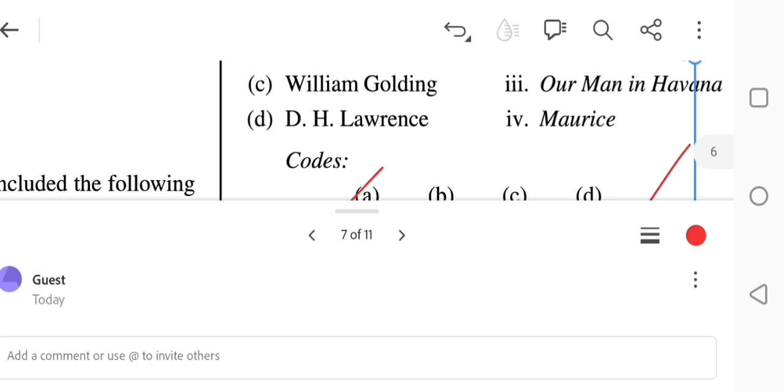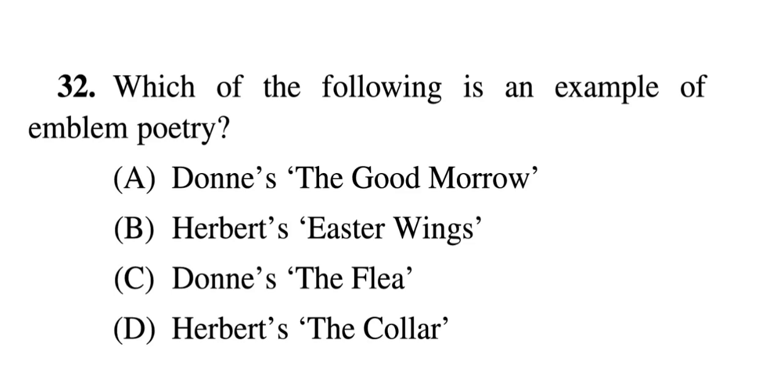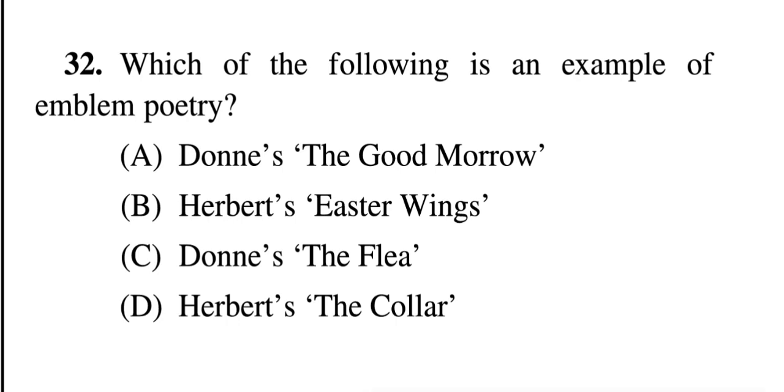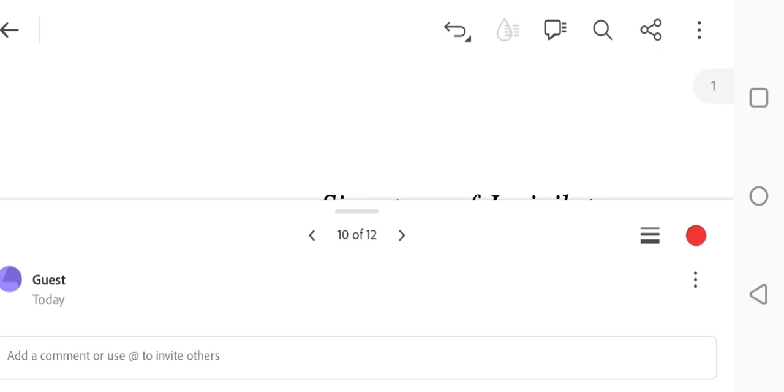Okay, now let's go to the next question. The next question says, which of the following is an example of emblem poetry? John Donne's The Good Morrow, George Herbert's Easter Wings, Donne's The Flea, George Herbert's The Collar. What will be the correct answer? The correct answer of this question will be B, Herbert's Easter Wings. This is the correct answer. The rest are also important, so please try to find out.